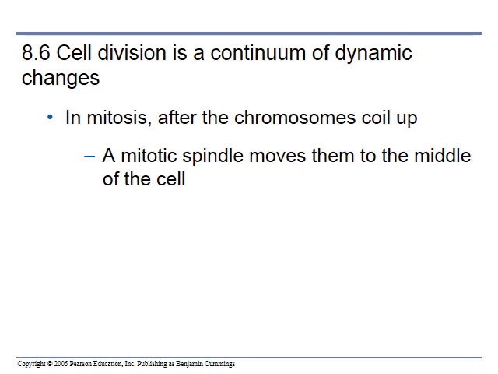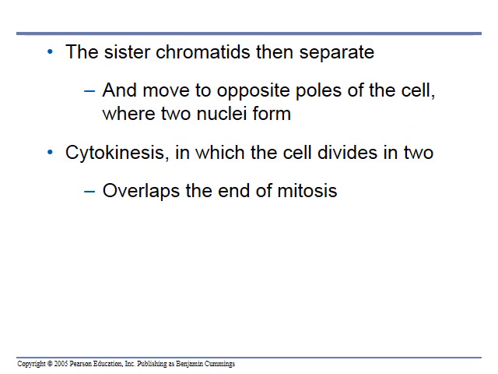So the first thing that happens in mitosis is that the chromosomes have coiled up, and then you get a mitotic spindle that moves them to the middle of the cell. All right, then the sister chromatids separate and move to the opposite poles of the cell, and we're going to give you all the phases for this. But basically, we're just pulling them apart here. And then you have something called cytokinesis, where the membrane of the cell actually pinches in and the 2 cells pull apart. And you're done.